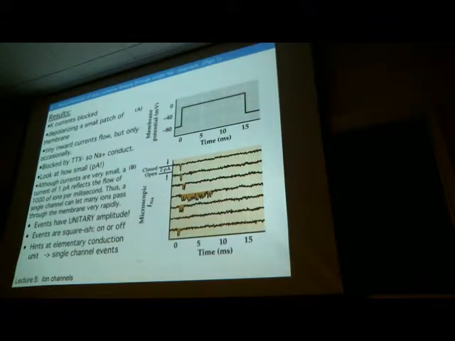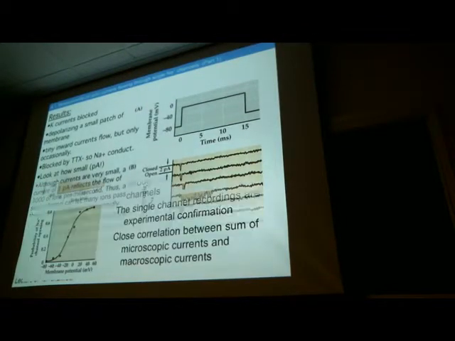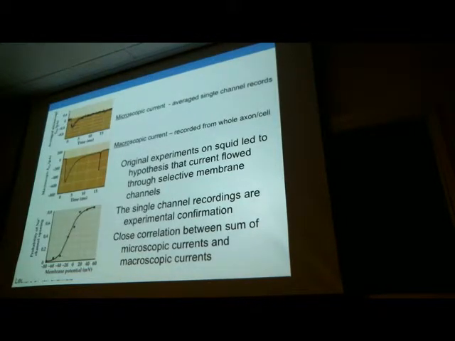That's kind of cool. Okay, so you have this elementary conduction unit, and this is what makes this a single channel recording. Okay, so let's take a whole bunch of those individual microscopic currents and average them out, and you get something that looks like this. There's sort of an early onset and then an offset, which reminds us a lot of the macroscopic current that we recorded from the whole axon, where you have a rapid onset and then an inactivation of the current. Okay, so there's a real match in the kinetics.